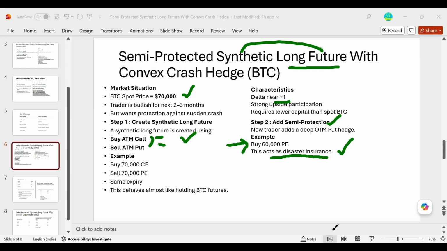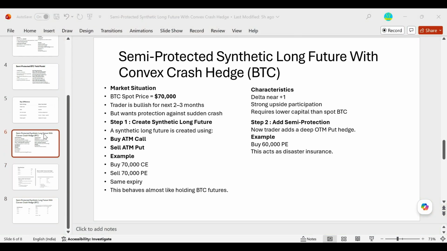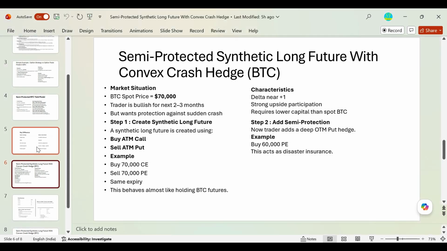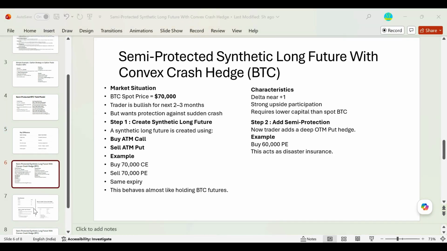I have also told you what convexity is in a strategy. The nature of the graph you are seeing will tell you the convexity of that particular strategy. So now we'll be going to the next part. Here, I have told you the option strategy and its difference. Now I'll be moving to the next part.